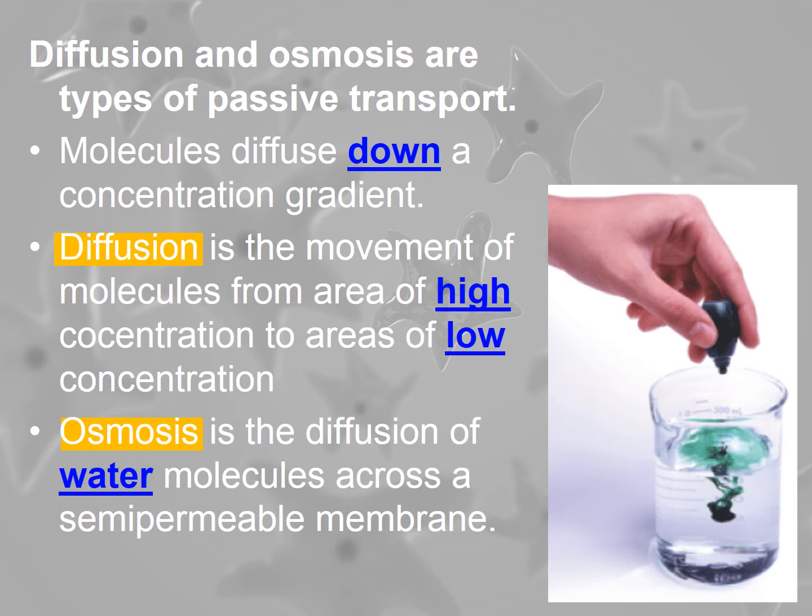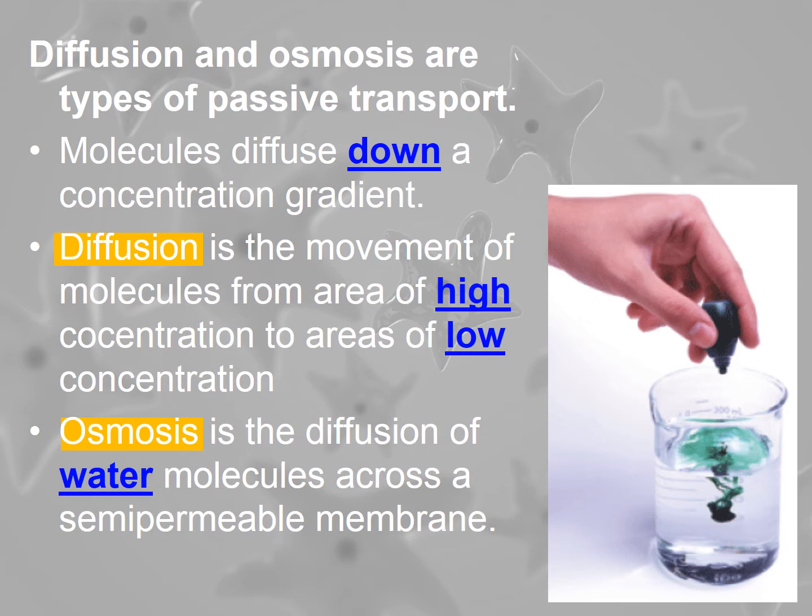So diffusion and osmosis are types of passive transport. Molecules will diffuse down a concentration gradient. They want to go from where there's more to where there's less. It's kind of like riding a bike down a hill. You don't have to do anything. You can just sit there and the bike will move because it's going from a high energy to a low energy state. Well, these molecules are going to move from where they're in a higher concentration to where they are in a lower concentration.